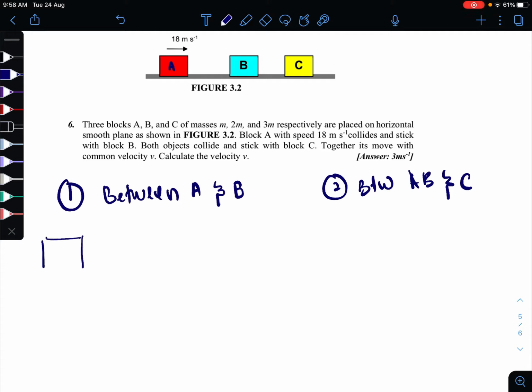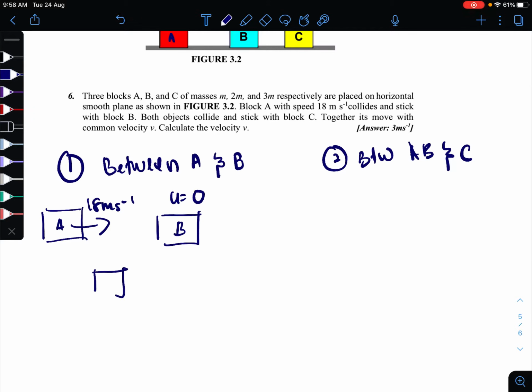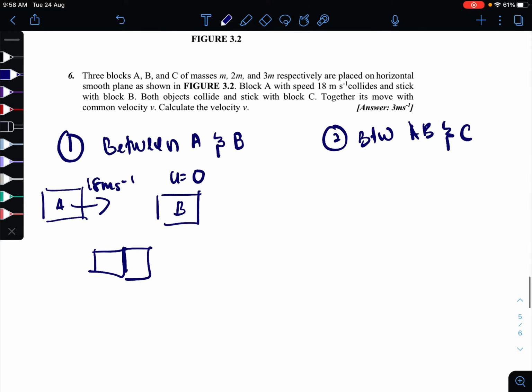So what we have here is object A moving with 18 meters per second, going to collide with a stationary object B. It is stationary. After A collides with B, they are going to stick together and move with the same velocity, because they collide and stick. A collides and sticks. It is not just a collision, it also sticks there.